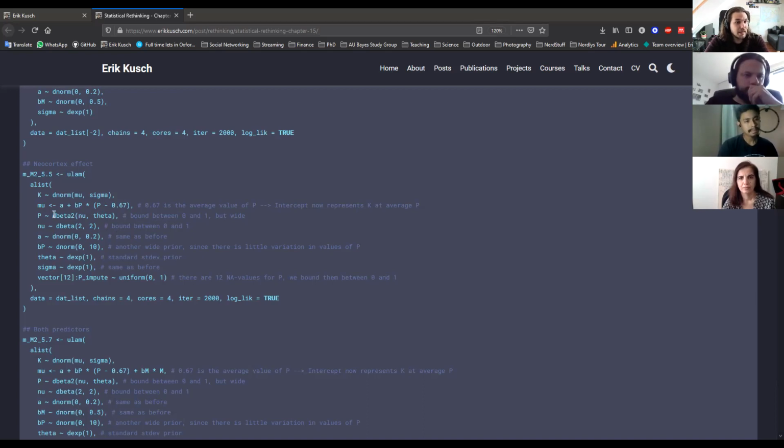So then I have my beta distribution here for my p-values. It's a beta distribution because it's bound between 0 and 1. Same for the mean of that distribution, which I get right here for d beta 2. Everything stays the same as in the models from chapter 5, except for one thing, and that is my prior for BP, the coefficient for the effect of neocortex percentage onto milk content, where I now have a much wider prior because there's a lot less variation in my p-values.